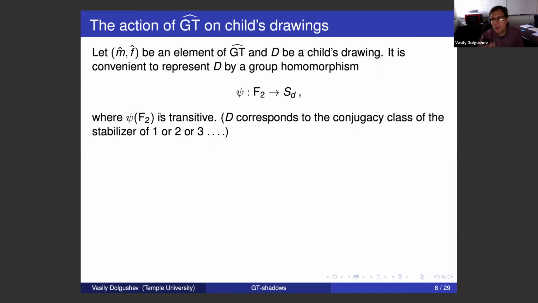If you compare to finite index subgroups, all you need to do is take the stabilizer of 1, or the stabilizer of 2, or of 3. As soon as you have a homomorphism, you have the action of F2 on the set 1, 2, 3, up to D, and all these stabilizers will be conjugate to each other. So you can take any stabilizer; it will represent a Child's drawing.